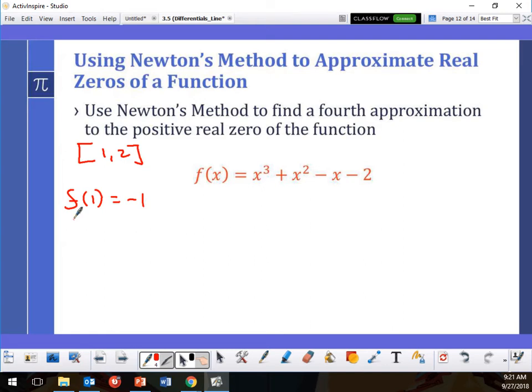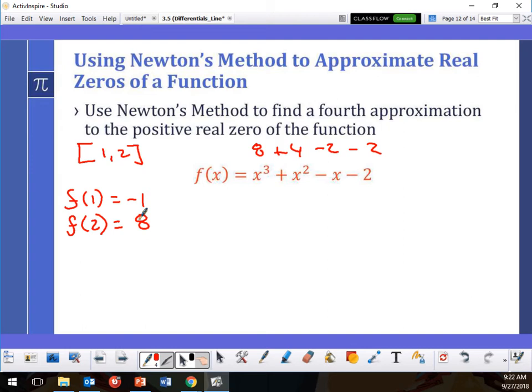Okay, so it's negative. That's a start. What's f of 2? 8 plus 4 minus 2 minus 2. Okay, so what does that mean now? It means that there's a 0 somewhere between 1 and 2.